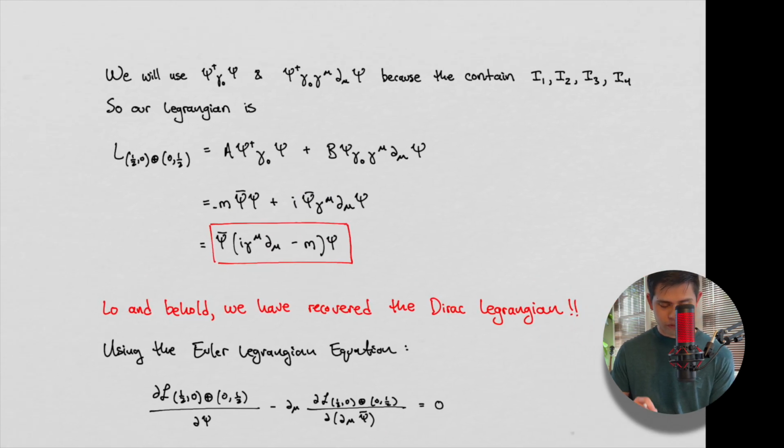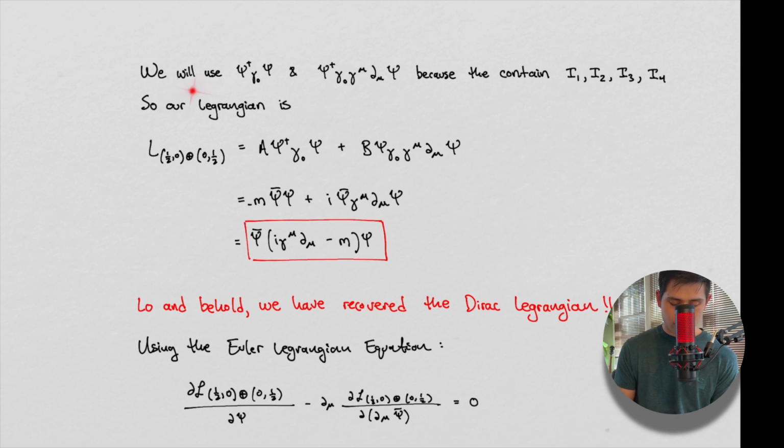All right, so we are now on the downswing, and we're going to derive the Dirac equation, or the Dirac Lagrangian. We use these two guys because, again, they contain all of these guys. So our Lagrangian is going to be a weighted sum of both of them. And right off the bat, this is our equation. This is our Dirac Lagrangian. We just need to pick constants for A and B, right? So we're going to just say that A is M and B is I. Super simple.